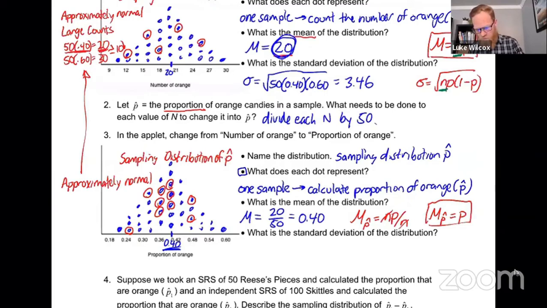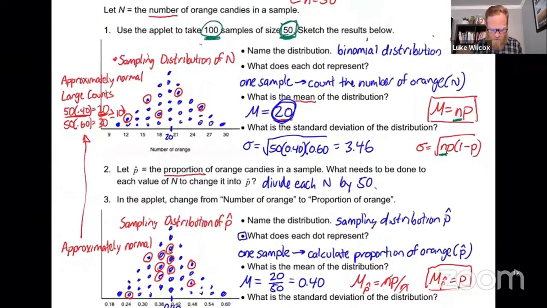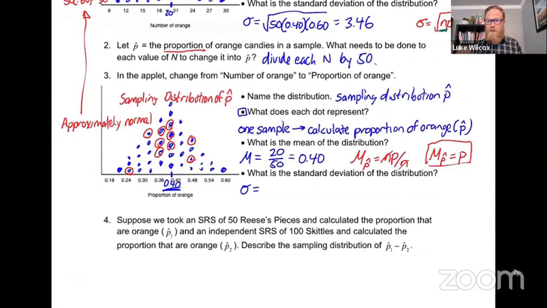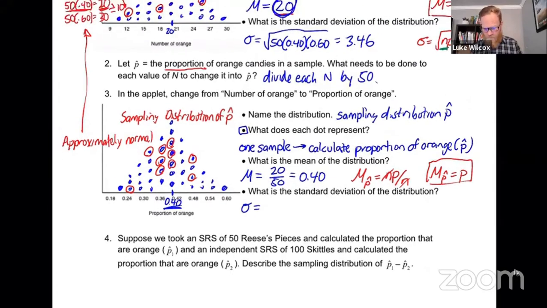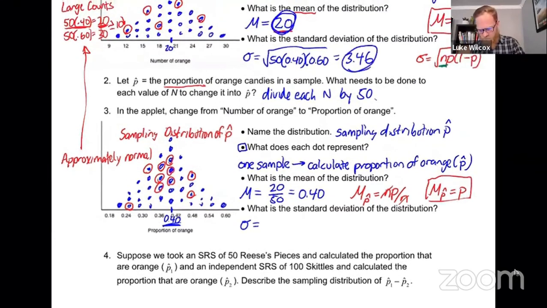Okay, let's go ahead and move to the standard deviation. And we want to know the standard deviation of the distribution. Well, once again, what did we do to all of these values to turn them into these values? We divided them by 50. What do you think is going to happen to the standard deviation? It's going to be divided by 50. So I'm going to take my standard deviation from above, 3.46, and I'm just going to divide it by 50, and that's going to give me an answer of 0.07 for my standard deviation.